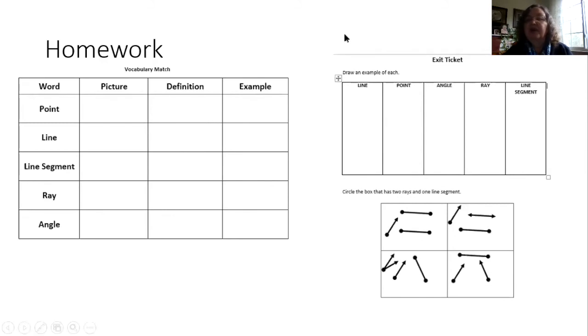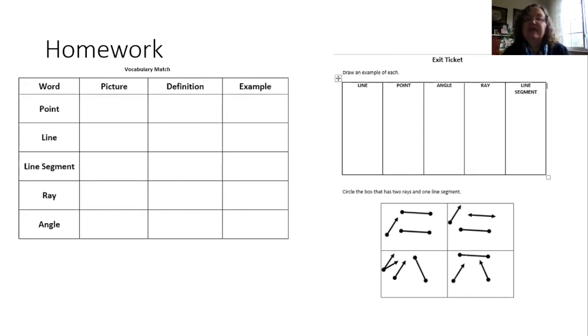So here is your homework or your exit ticket. On this side with the homework, you can make a little chart for yourself, just like we did when we made the points, the cards. I want you to draw a picture of each of those words. Then if you can make up your own definition, we talked about the definitions today, but what would be your definition? And then draw an example of something around your house that has that in it.